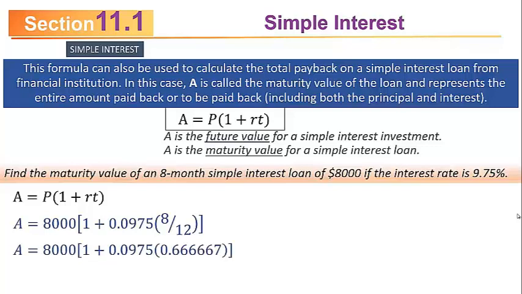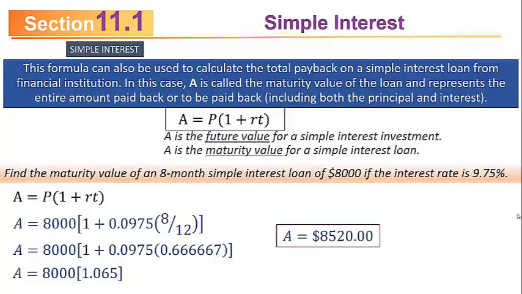8/12 is about 0.666667. If you multiply that by 0.0975 and add 1 to it, you get 1.065. And if you multiply that by 8,000, you get about $8,520. So the maturity value of an 8-month simple interest loan of $8,000 at an interest rate of 9.75% is $8,520.